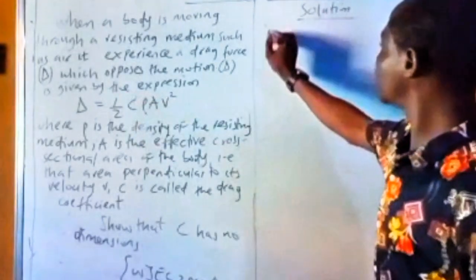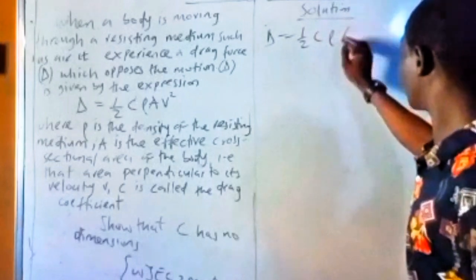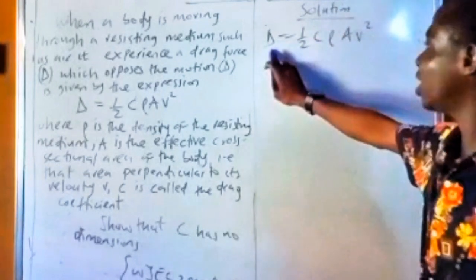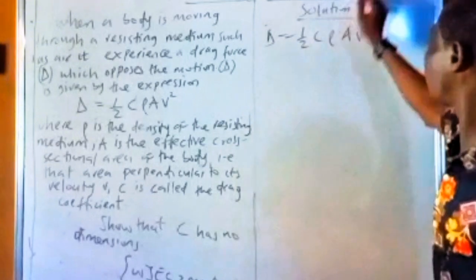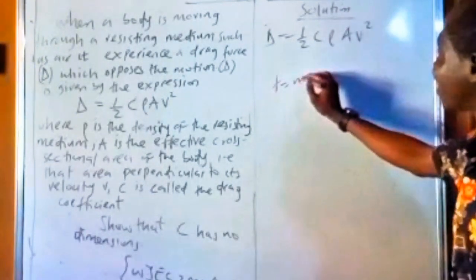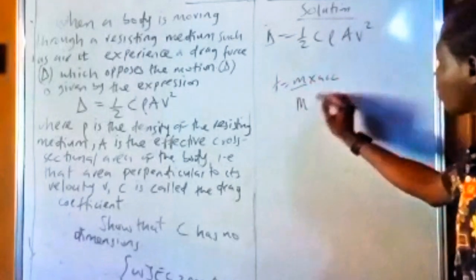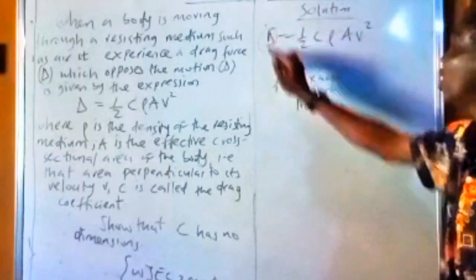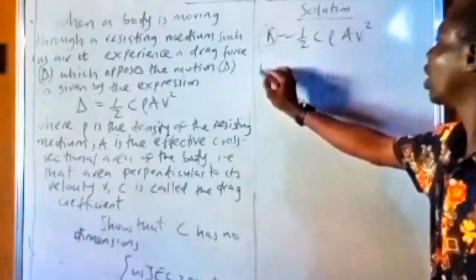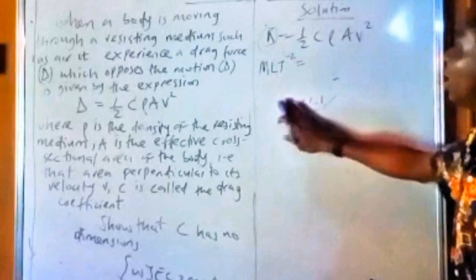Now we have D is equal to 1/2 C ρ A V squared. And we all know that this D here is the drag force. So this is represented as force. And in dimensional analysis, force is mass times acceleration. So if your mass is M, and acceleration is meter per second squared, we are replacing this D here by M L T raised power minus 2, because this D here is force.